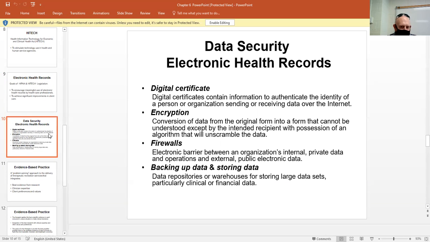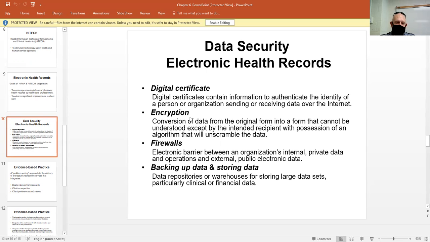All right, so data security as far as electronic health records. We talked about confidentiality being important. We need confidentiality to be there with health records. So how do we do this? Digital certificates. They contain information that is used to authenticate the identity of a person or organization sending or receiving data over the internet. You know, what is it, your IP address that they can track, things like that? This is beyond IP address. This is a true way to find out your identity.